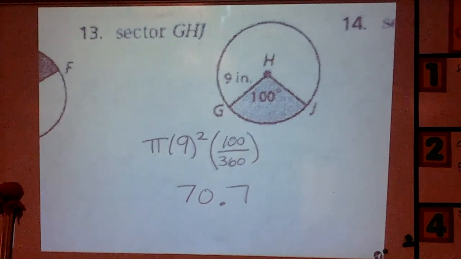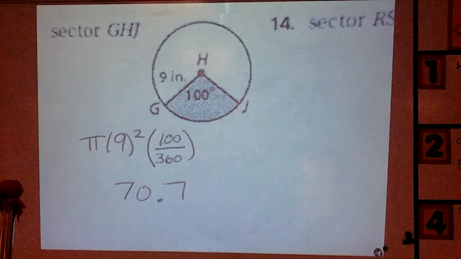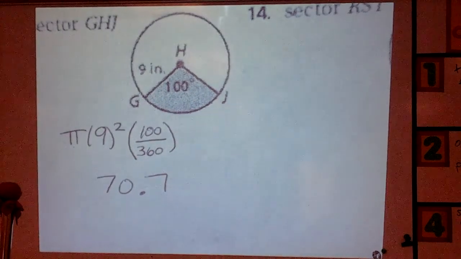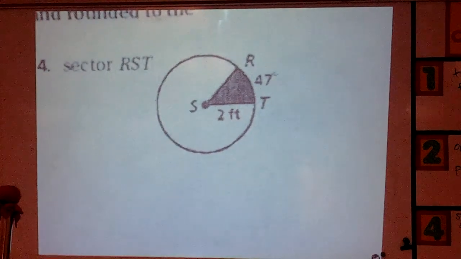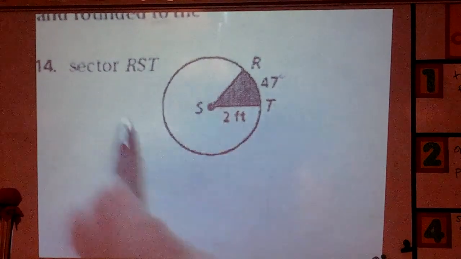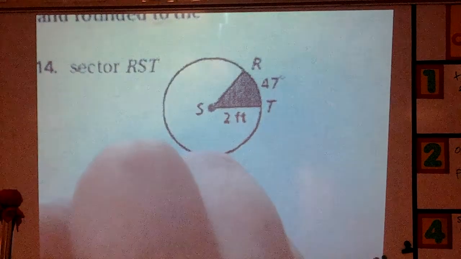Now, maybe tomorrow I might throw in a diameter. If I give you the diameter, what do you need to find? The radius, because my formula does not have the diameter, it has the radius. But this last one, I'm not trying to trick you. It's just going to be pi.